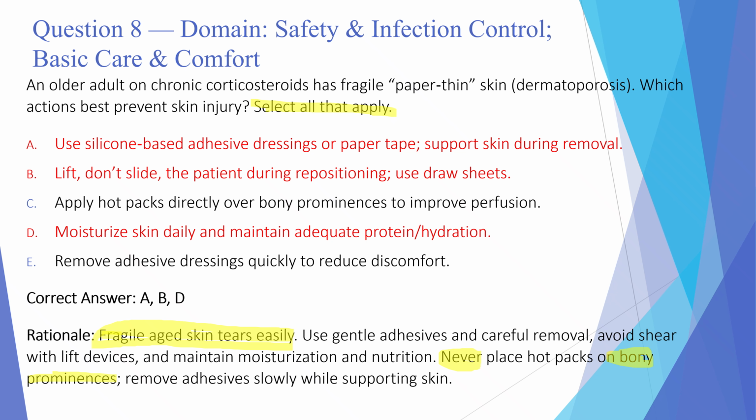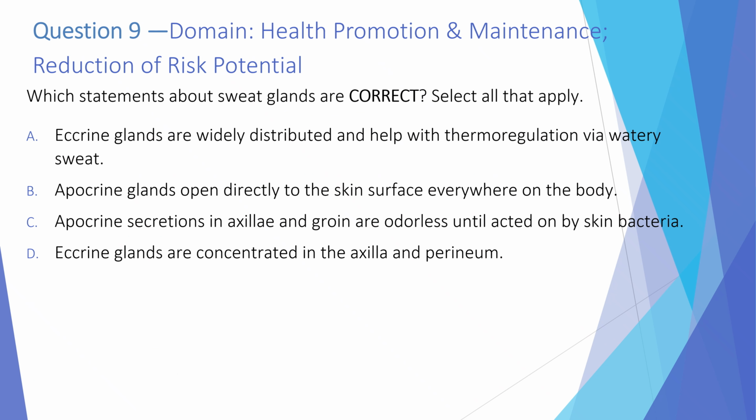So now we are in question 9. Domain, again, health promotion and maintenance, reduction of risk potential. Again, we have select all that apply. So we want the two rabbits in one.